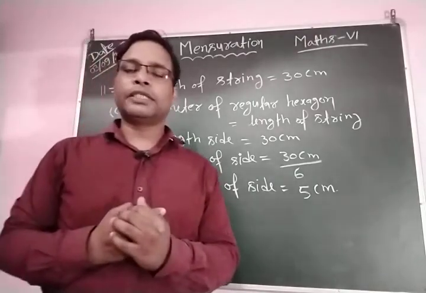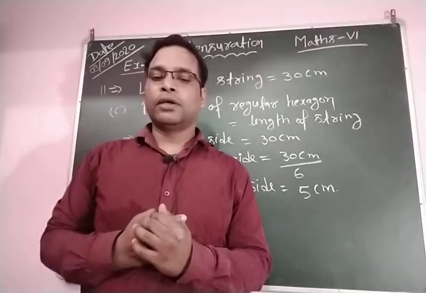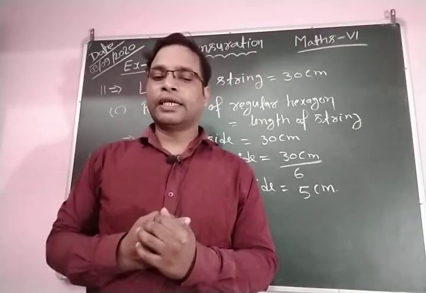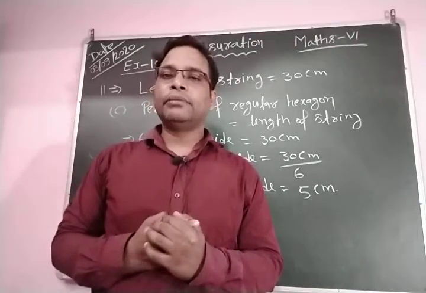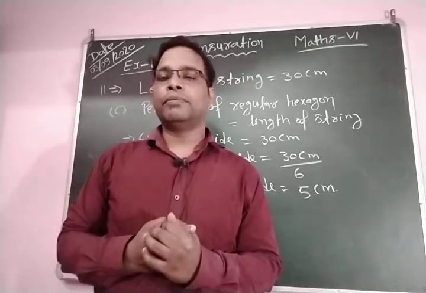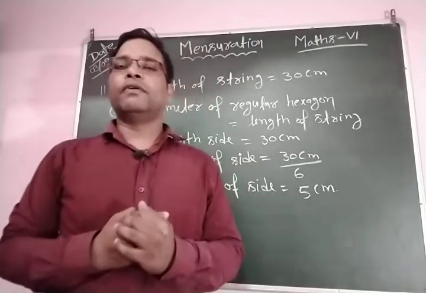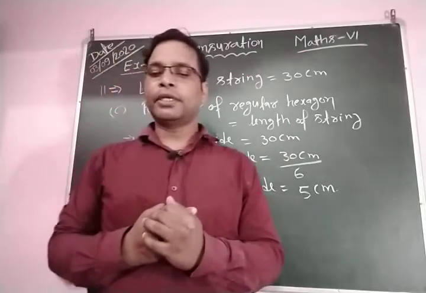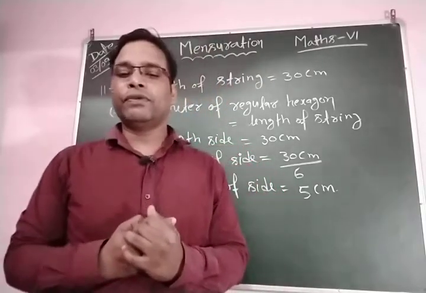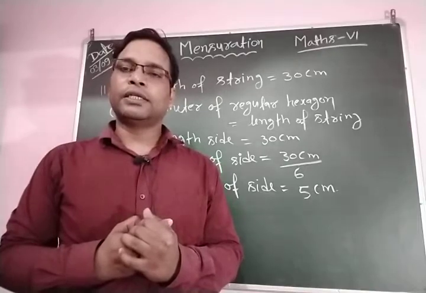Okay, now we are going to discuss the next question, question number 12. In question number 12, this is a very important question. Two sides of a triangle are 12 centimeters and 14 centimeters. This is given. And the perimeter of the triangle is also given, 36 centimeters. We need to find what is its third side.